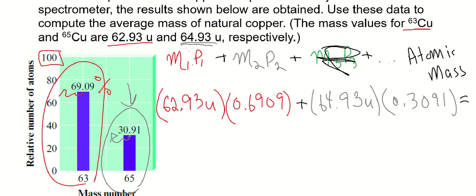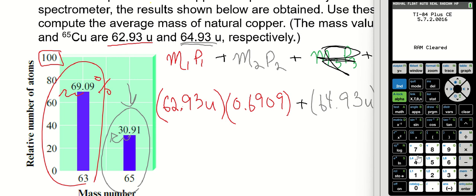All right, I'll be right back. I'm going to grab my calculator. All right, here we go. 62.93 times 0.6909. I'm going to do this separately so the sig figs are easier to see. All right, so there's my weighted mass, if you will, of isotope 63. And the next one is 64.93 times its percentage, 0.3091. And because it only makes up 30% of it, we would expect it to be less weighting, 20.